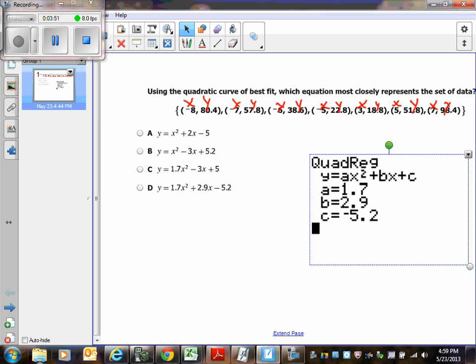Now just remember that here is our equation for a quadratic, which is y equals ax squared plus bx plus c. The a is your coefficient of the x squared term, the b is the coefficient of your x term, and the c is the constant. So now which one of these choices correspond to this? Excellent. Choice D.